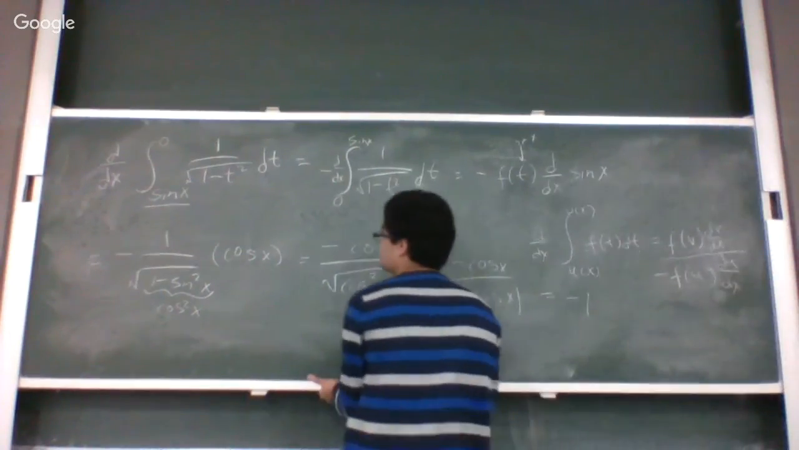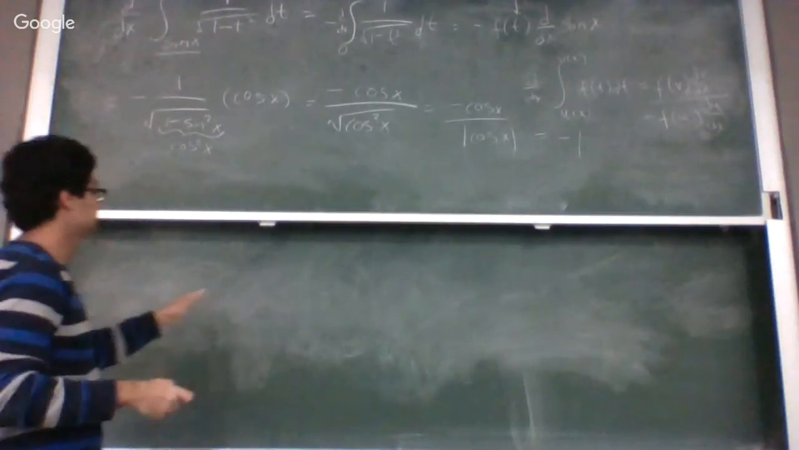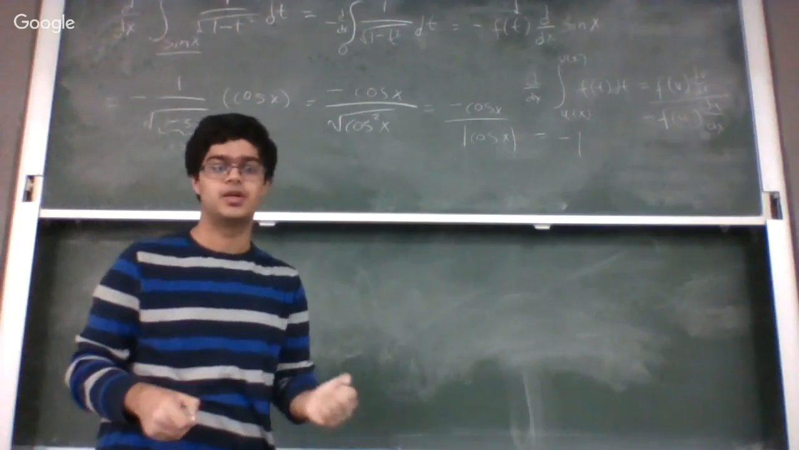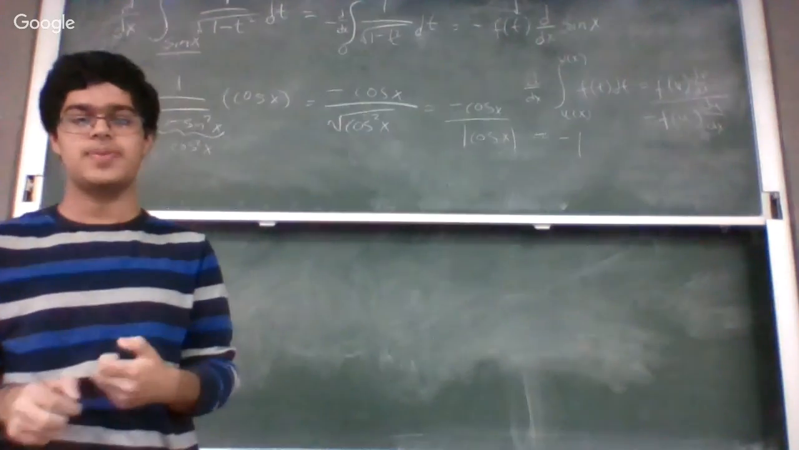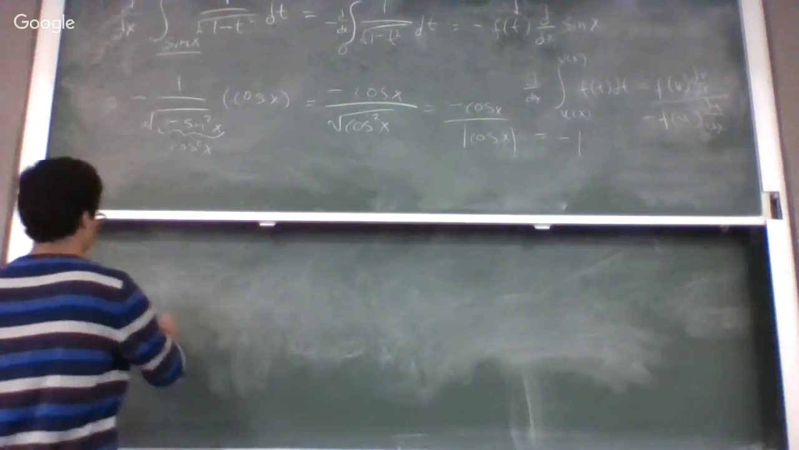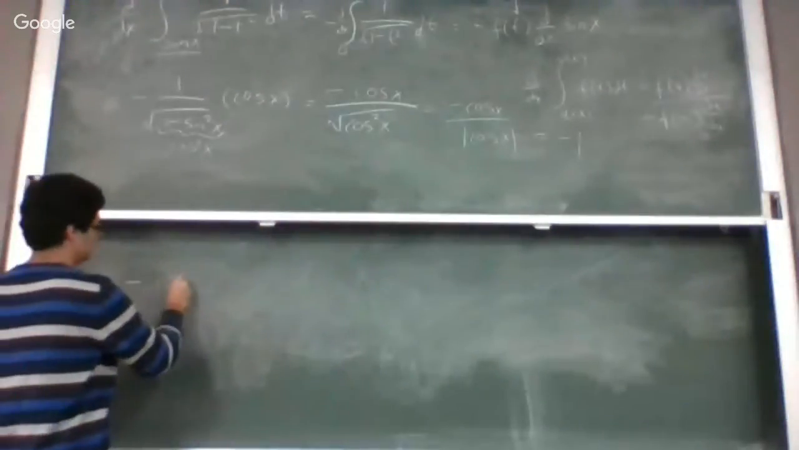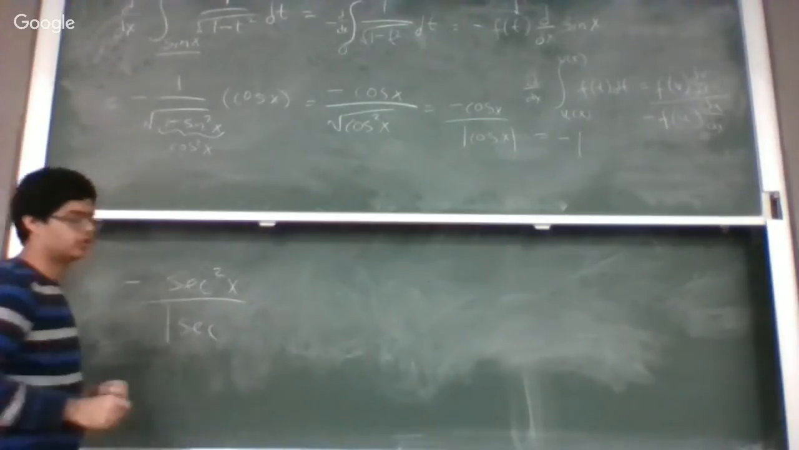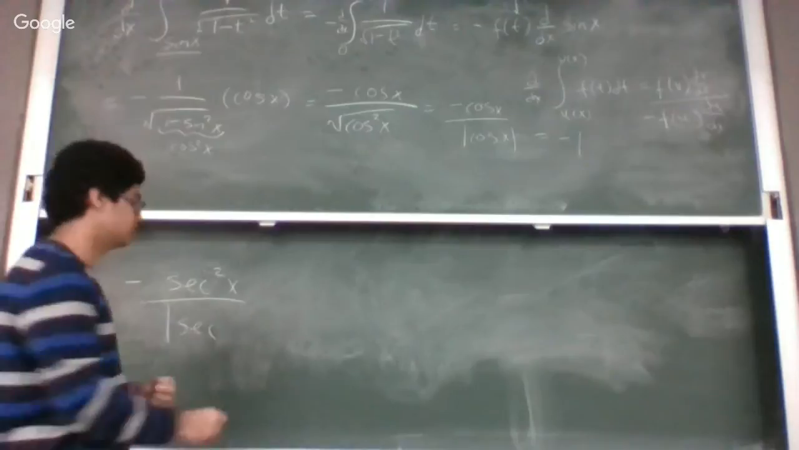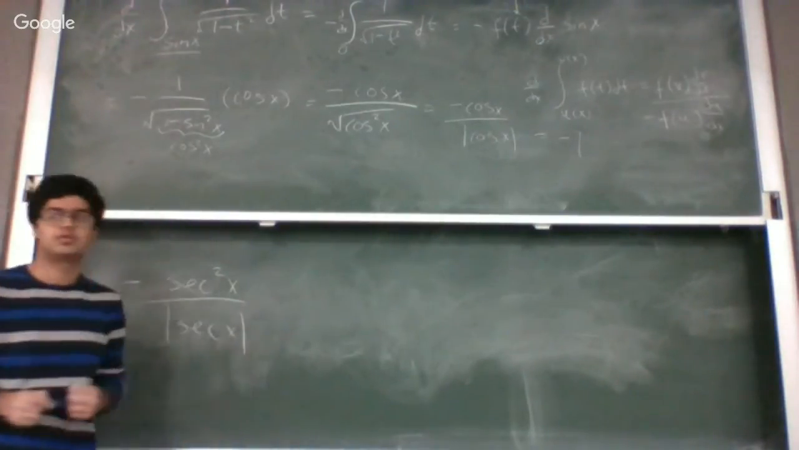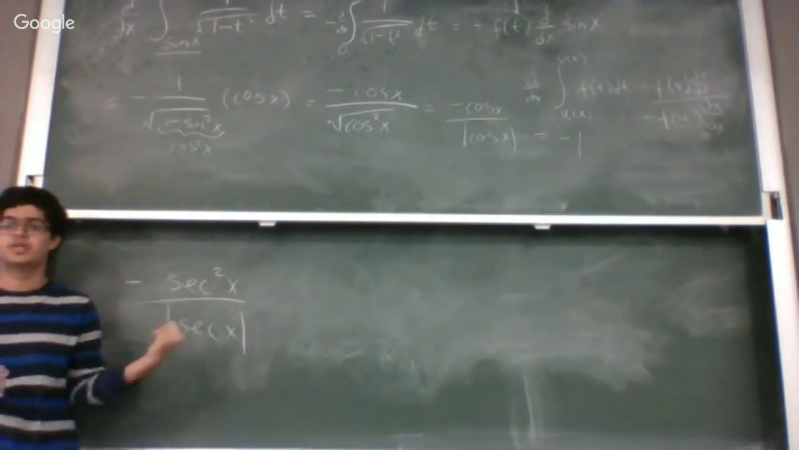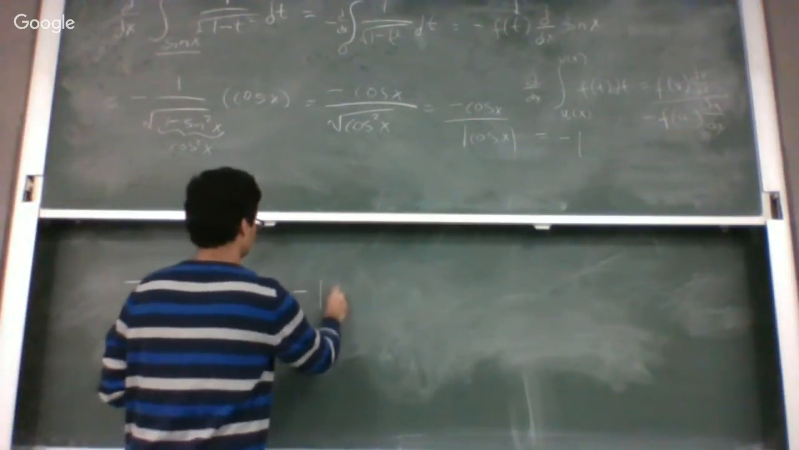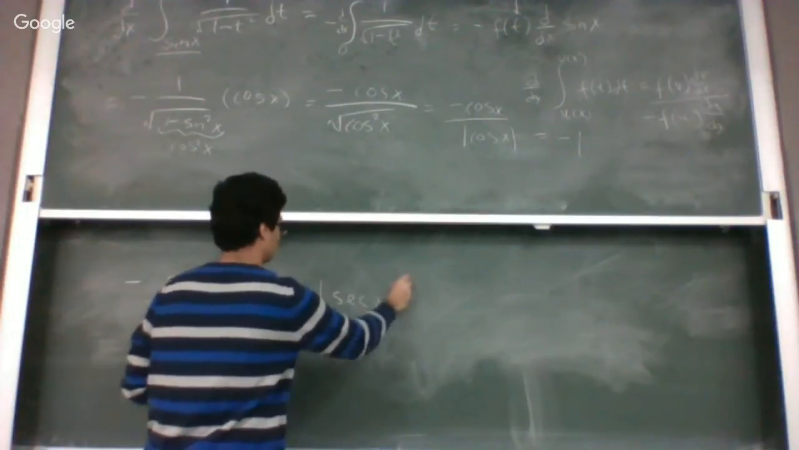And this is just some simplification thing. You'll probably see it on the practice exam, but I'll show it to you anyway. Say we have negative secant squared x over the absolute value of secant of x. Okay? We can't just simplify it. This is equal to the negative absolute value of secant of that quantity squared.